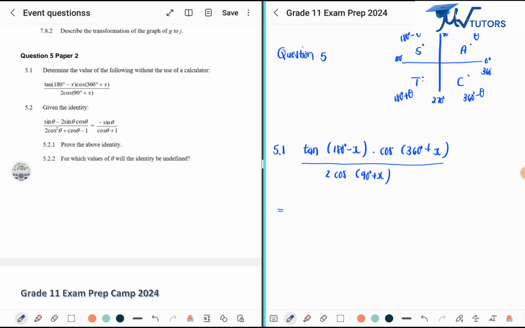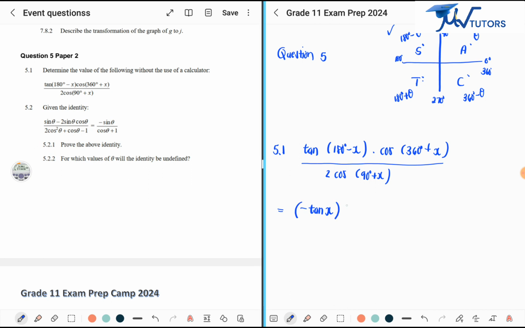Okay, so how are we going to deal with it? So tan(180 minus x), I can see that we are in the second quadrant, and I know that tan is negative in that quadrant, okay? So we're basically going to have negative tan x. I'm just going to put that in brackets, especially because of that negative.